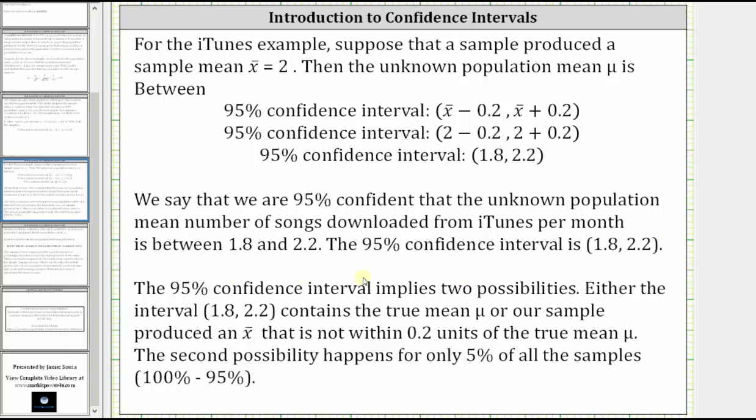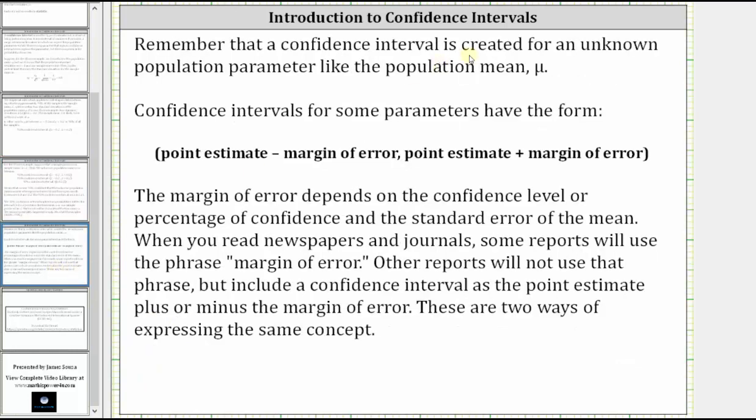The 95% confidence interval implies two possibilities. Either the interval from 1.8 to 2.2 contains the true mean mu, or our sample produced an x bar that is not within 0.2 units of the true mean mu. The second possibility happens for only 5% of all of the samples, 100% minus 95%. Remember that a confidence interval is created for an unknown population parameter like the population mean mu.